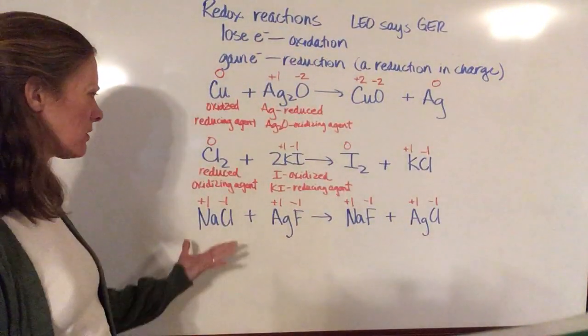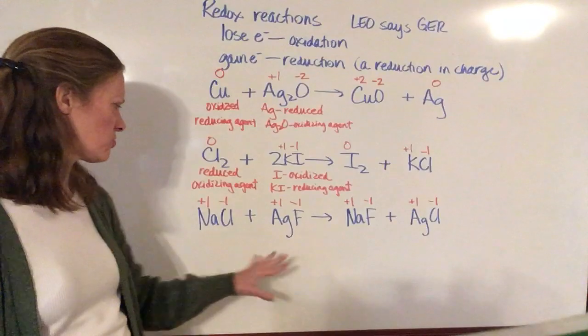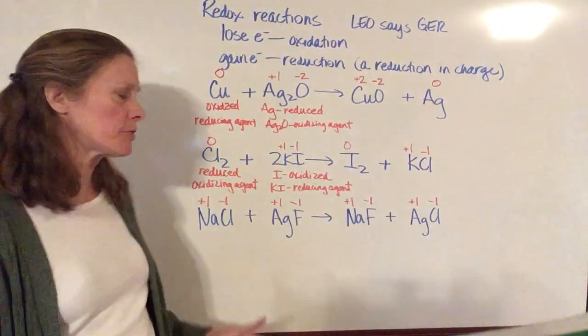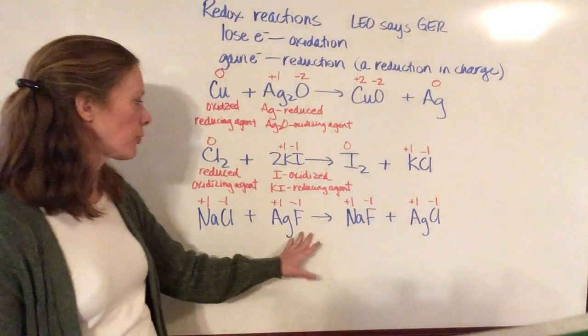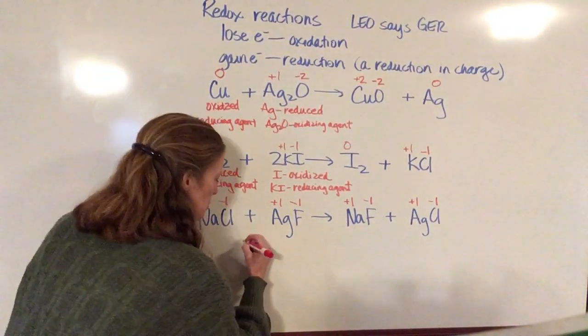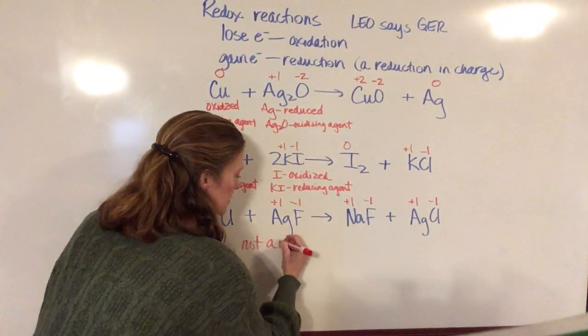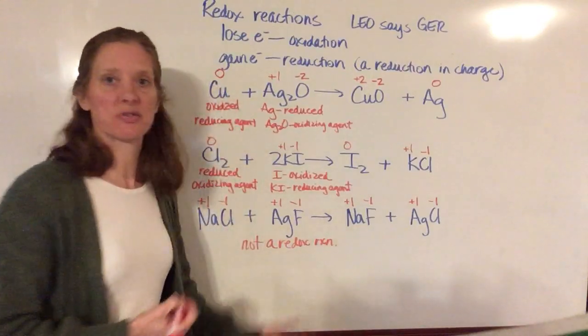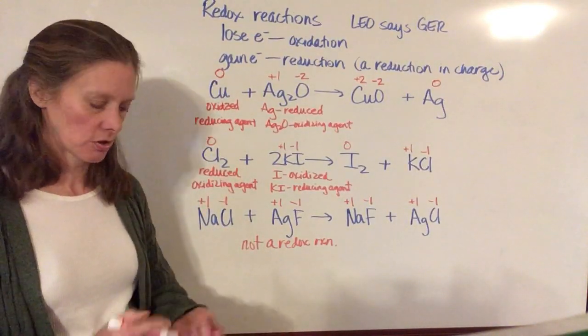Okay? Well, when I look at this, the sodium didn't change. The chlorine's -1 on both sides. The silver didn't change. It's +1 on both sides. The fluorine didn't change. It's -1 on both sides. So while this is a reaction, this is not a redox reaction. So there's nothing else to classify in this particular reaction.